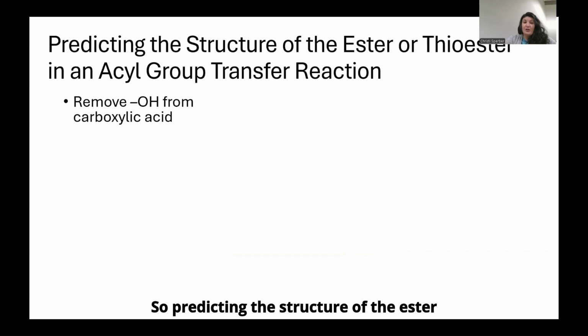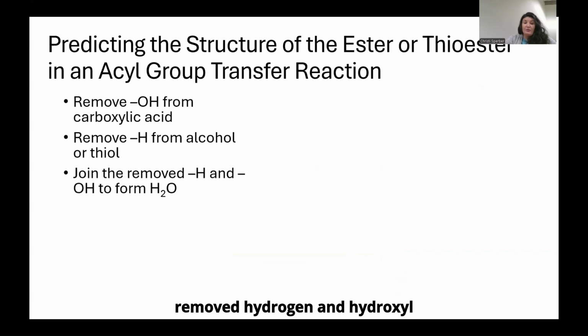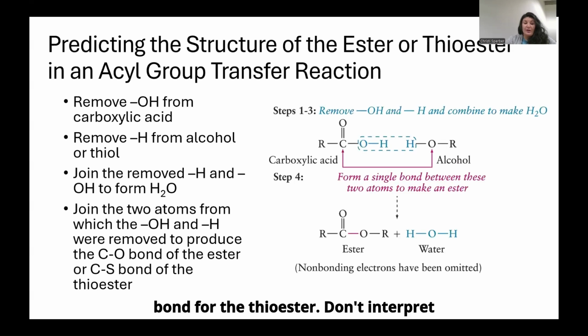So to predict the structure of the ester or thioester in an acyl group transfer reaction, first you remove the OH group from the carboxylic acid. You remove the hydrogen from the alcohol or thiol. You join the removed hydrogen and hydroxyl groups to form water, and then join the two atoms from which the OH and H were removed to produce a carbon-oxygen bond for an ester or a carbon-sulfur bond for the thioester. Don't interpret these guidelines as the actual order in which bonds form or break. They're merely steps to help you arrive at the correct structure for the product.